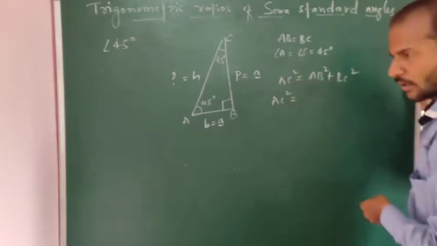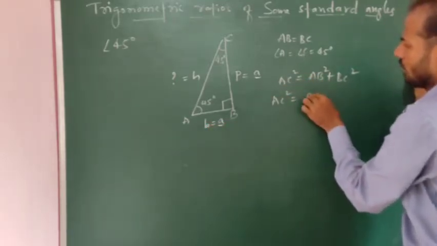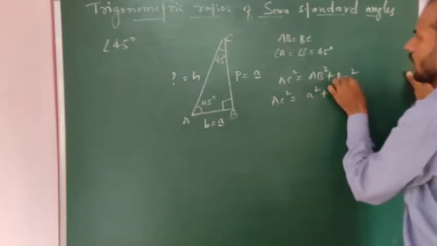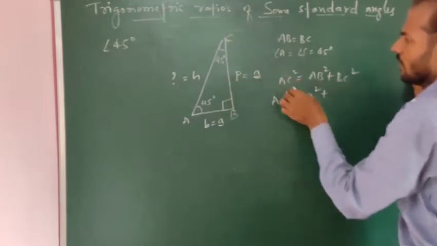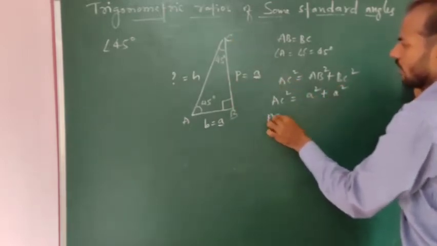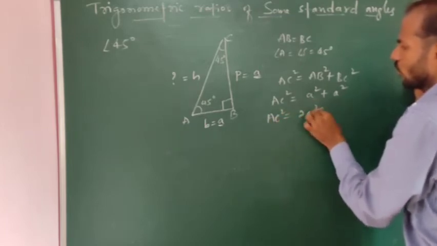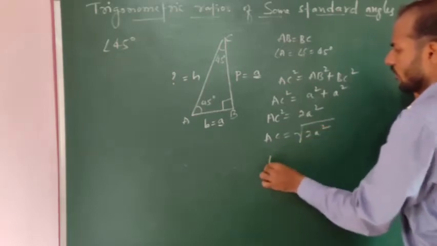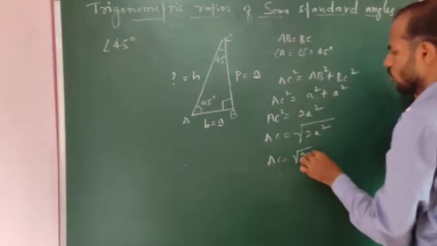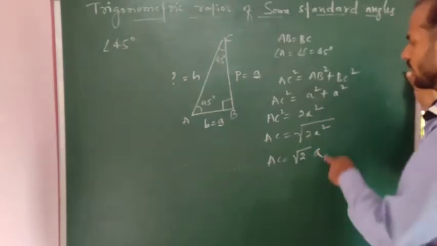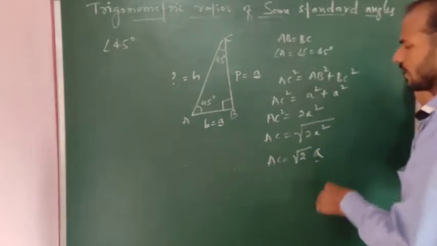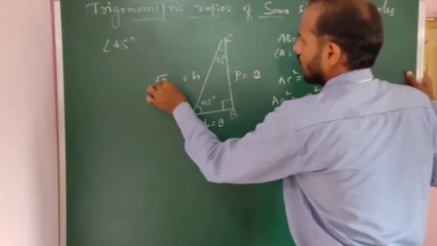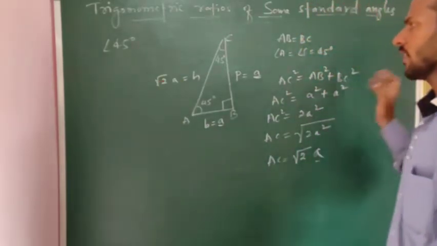Now AC square keep as it is. AB square value is a square. Similarly BC value is a, again it is a square. Therefore AC square equals 2a square. Therefore AC equals under root of 2a square. Therefore AC we get root 2 into a. Root 2 as it is, a square comes outside. Here AC value is root 2a.